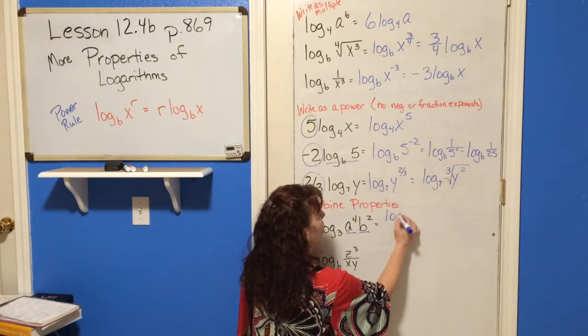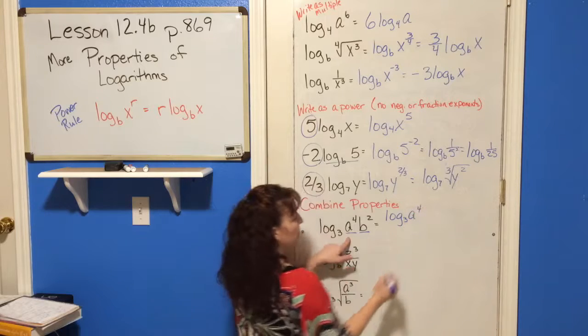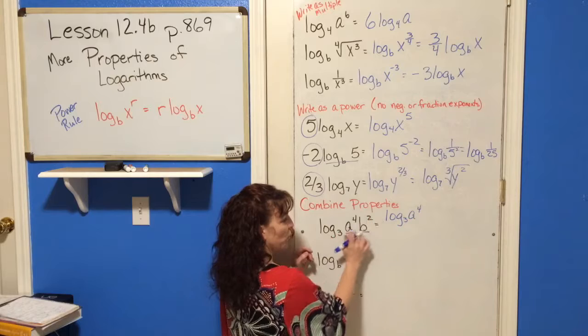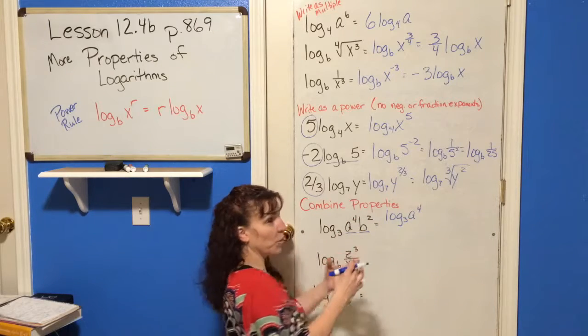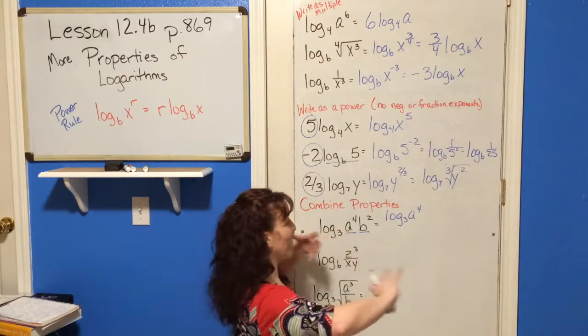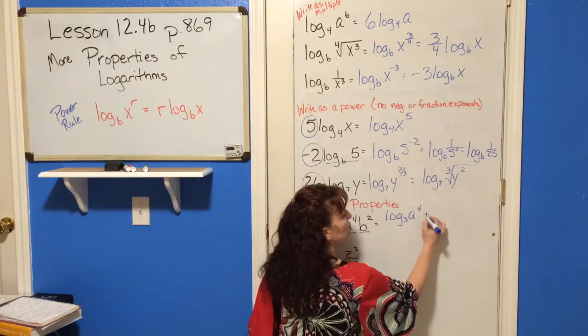So you've got log base 3 of a to the 4th times b squared, so a to the 4th b squared. If you remember, if you're multiplying, you can add those logs.